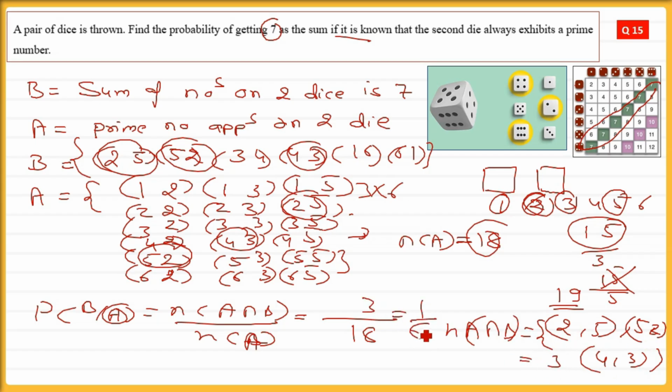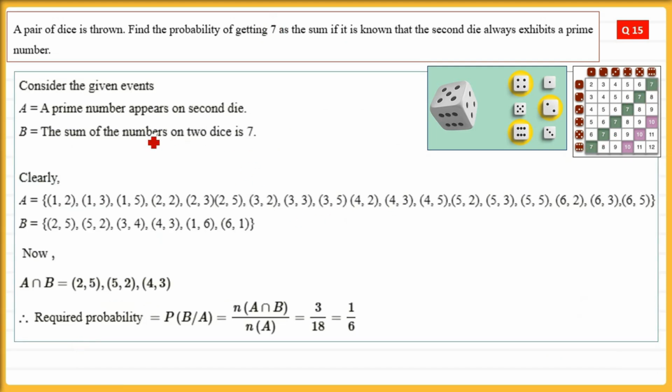So these are 3 numbers. So 3 by 18, 1 by 6 is the correct answer. So this is how you can write it whenever you are writing it. And you can take a reference from here also.